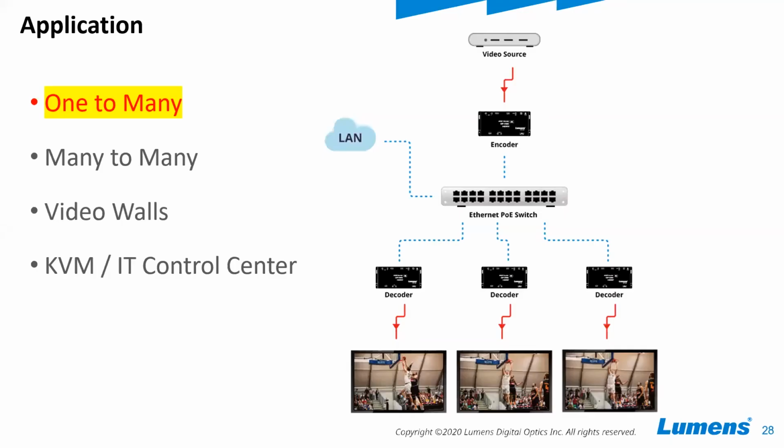So in a one-to-many application, you have one video source going into one encoder, which travels to a switch and then out to several decoders, producing the same image across several panels. This is a one-to-many application.